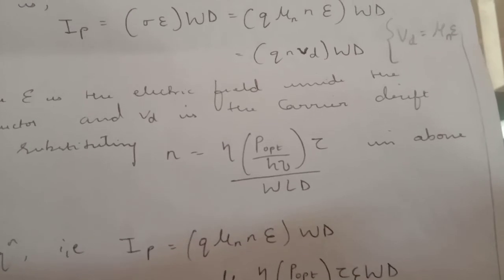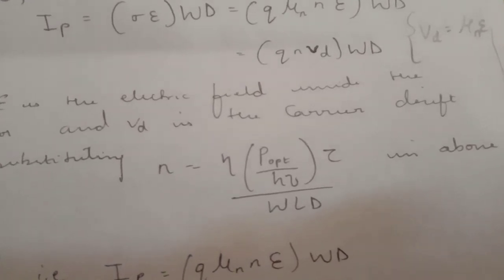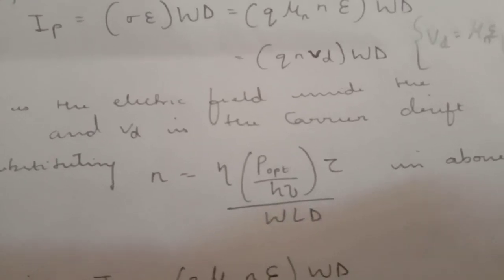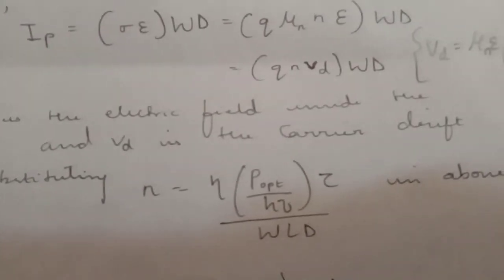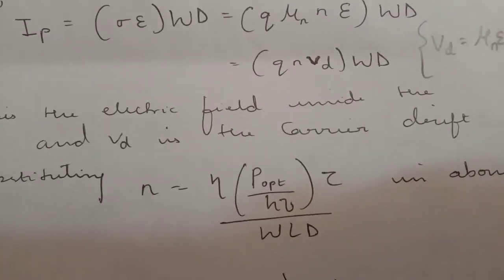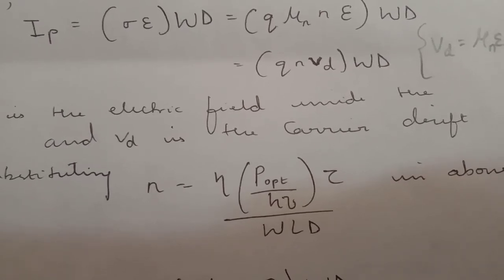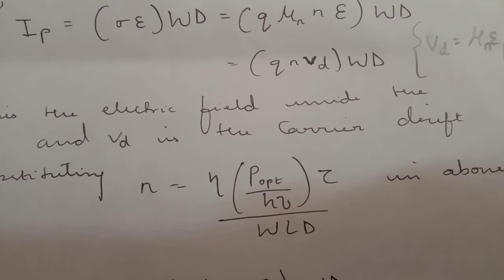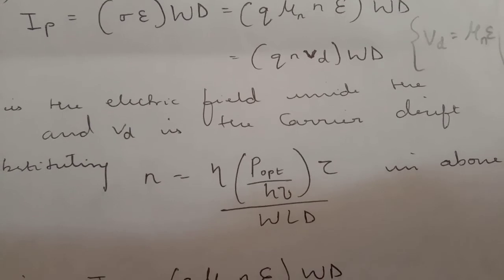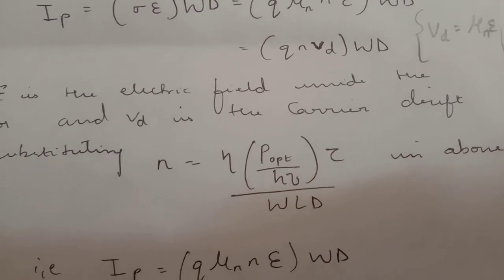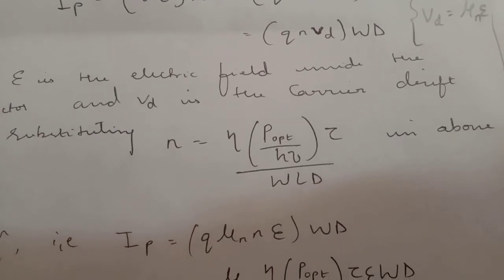So we studied earlier that G is equal to n by tau. That is, recombination rate and carrier generation rate are equal. So that is equal to eta into P opt divided by h nu, whole divided by WLD. So we get the equation of n is equal to eta into P opt divided by h nu into tau divided by WLD.